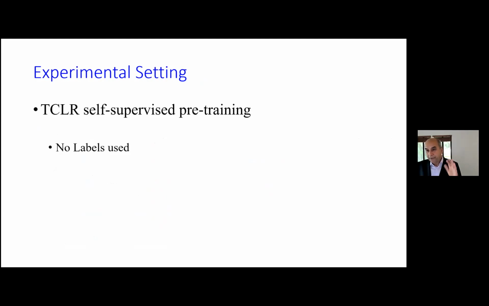Okay, so experiments. Now we are going to first talk about the pre-training, self-supervised learning, and we are not going to use labels. We are going to use either UCF101 or Kinetics-400 for the self-supervised learning with no labels, okay?